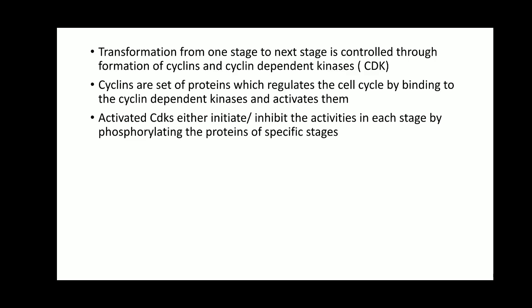How is the passing of events, or the transformation from one stage to the next stage, going to be controlled? It is controlled through specific types of proteins known as cyclins and cyclin dependent kinases. Cyclins are proteins and cyclin dependent kinases are enzymes. Together they help in transforming from one stage to another stage. So in the further video you'll be knowing what the different stages involved in the cell cycle are and how each stage is transformed to the next.